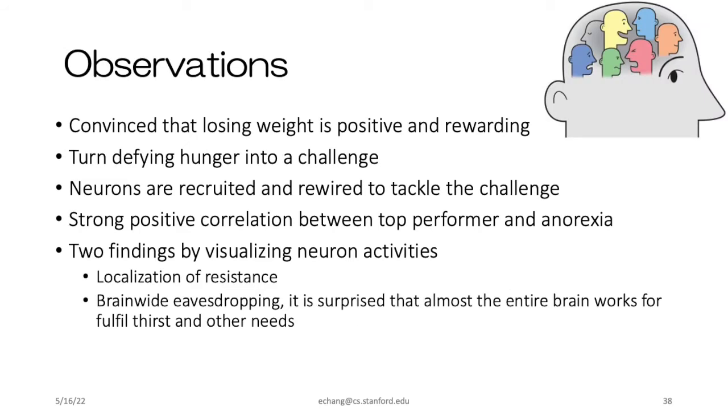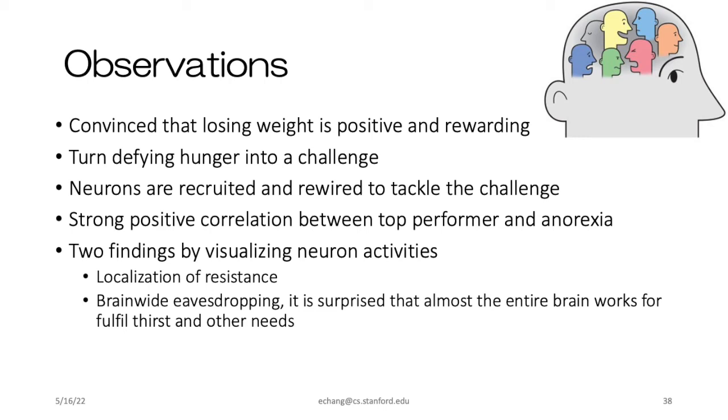Let us now make some observations. First of all, a patient with eating disorder was first convinced that losing weight is positive and rewarding. Then the person turns defying hunger into a mission and a challenge. And neurons are then recruited to tackle these challenges. And there's a strong correlation between a top performer at school or at work and a person suffering from eating disorder, because both the top performer and the eating disorder patient are goal-oriented, strong-willed, can formulate plans, and can persist to tackle the challenge.